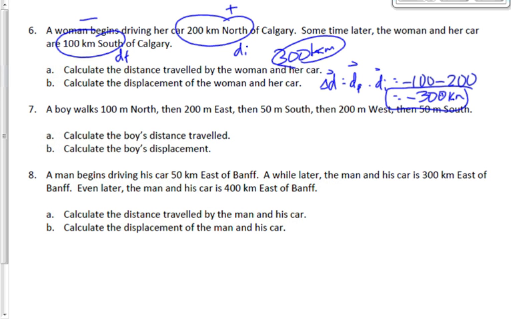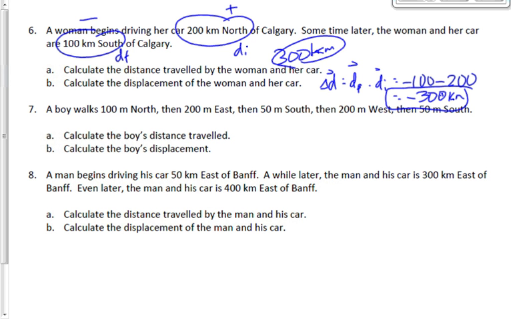That's a bit confusing, right? It looks like we are changing direction, north and south. No, that's not changing direction. We're going south. We didn't turn around and go south. We've always been going south in this problem, so distance and displacement will be the same number.